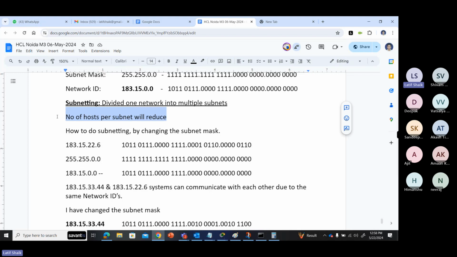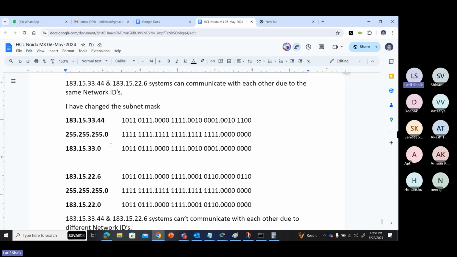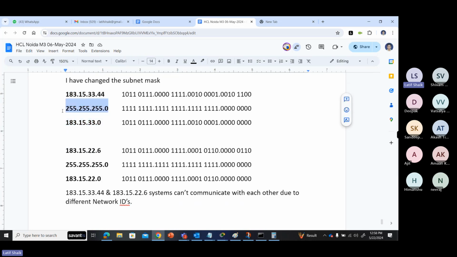Okay, so to do that, we have to change the subnet mask. If you change the subnet mask, the network and host portions will be different. And obviously they become different networks. So this is a different network, simply by changing the subnet mask.